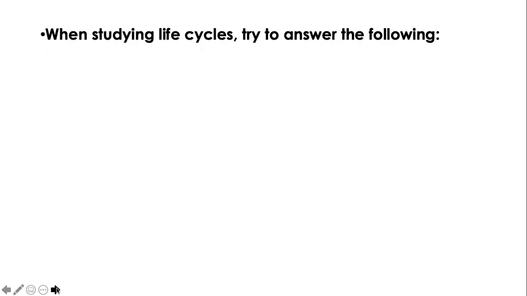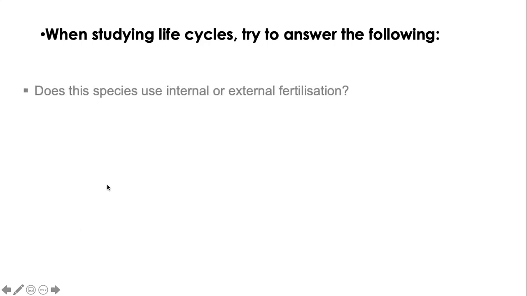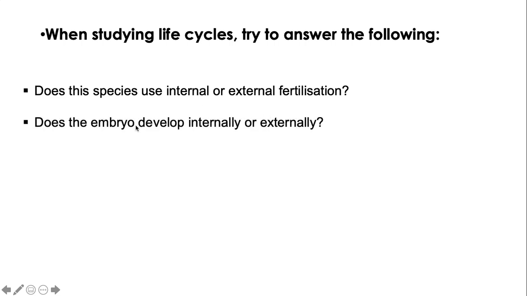So when studying life cycles, try to answer the following questions. Does this species use internal or external fertilisation? In the very first lesson that you did during lockdown of this topic, we looked at internal and external fertilisation. Humans use internal fertilisation, and because of that, you need a way of getting the gametes to meet and fuse, and that's where you have sexual intercourse, or external fertilisation, where one organism of one sex lays eggs and the other one releases sperm.